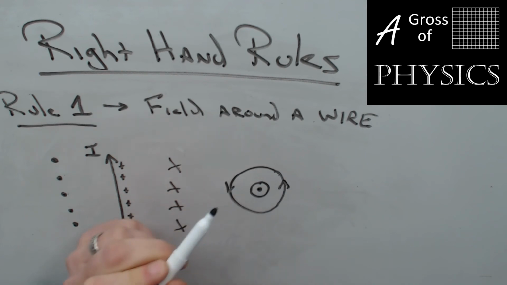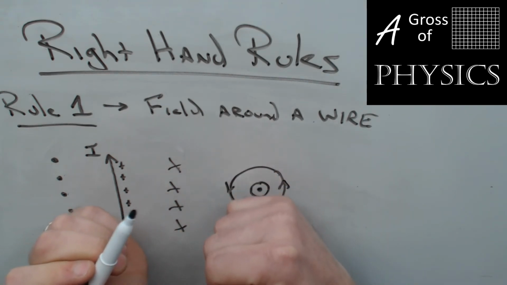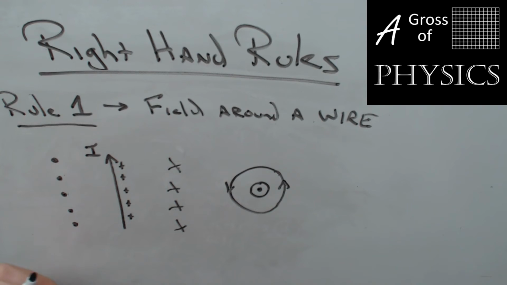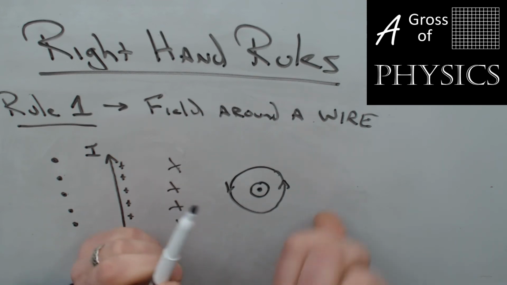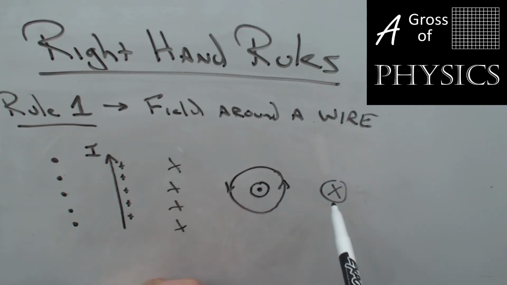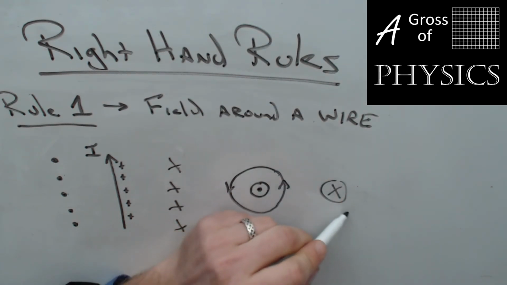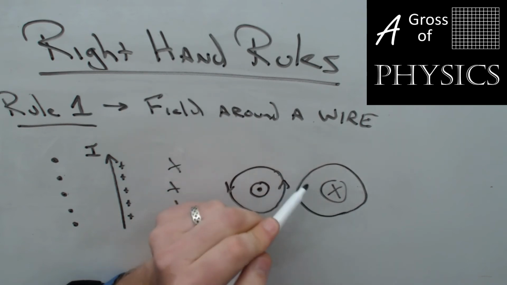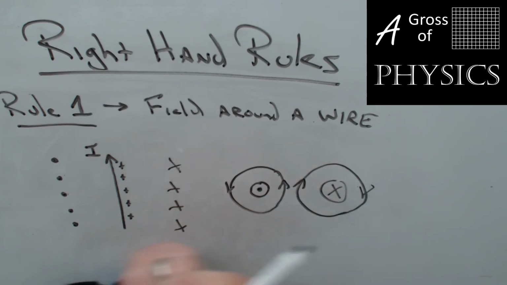And I draw the arrow in the direction my fingers point, and that shows the direction of the South Pole. So the South Pole is going in this direction. That's the direction of the field. If it were into the page, I have my wire now pointing in, the protons are moving down into the page, it would wrap around the opposite direction. It would look like this.